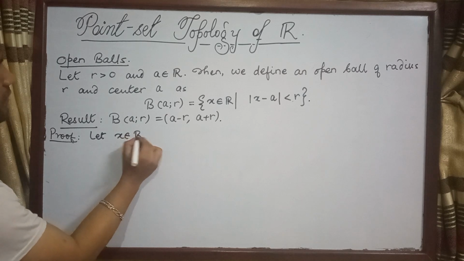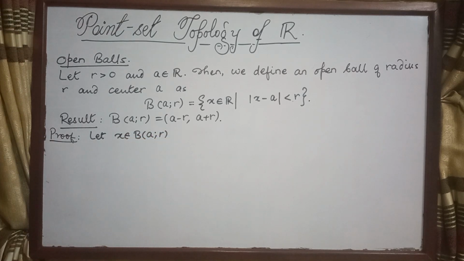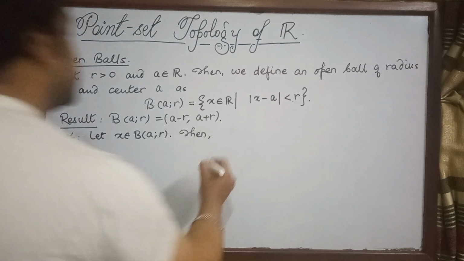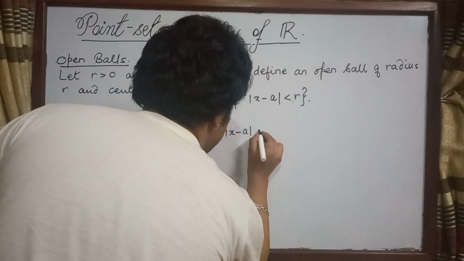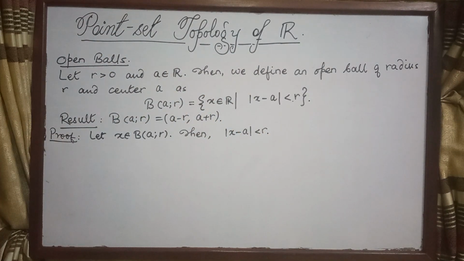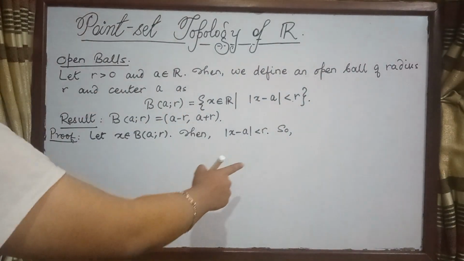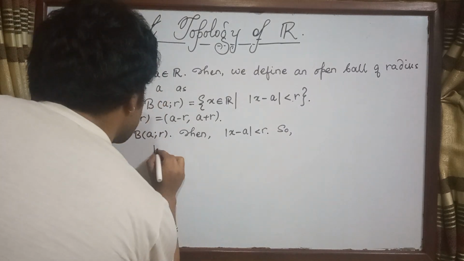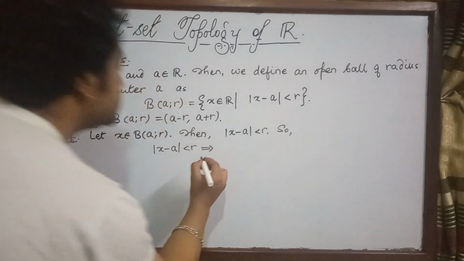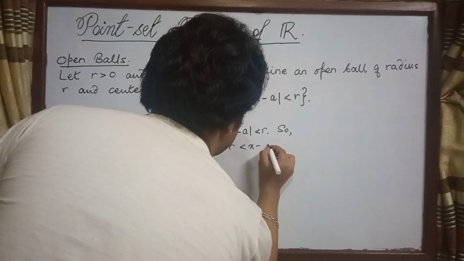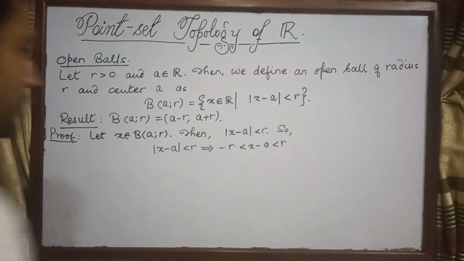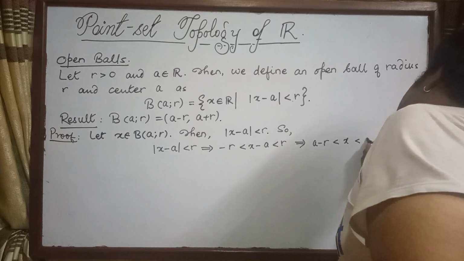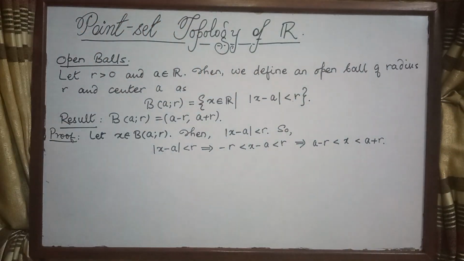Let us suppose that x is an element of B(a, r). So by definition, we get that |x - a| < r. Using the property that I mentioned previously, this implies that -r < x - a < r, isn't it? And so we can write it as a - r < x < a + r.